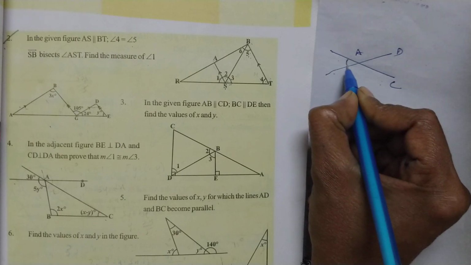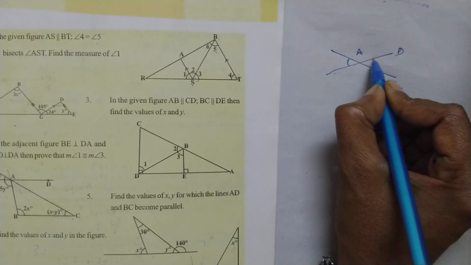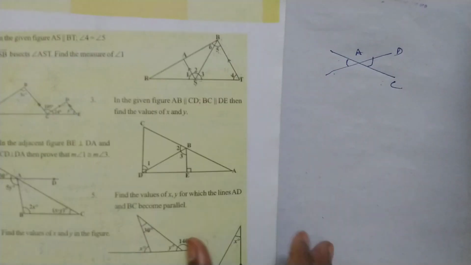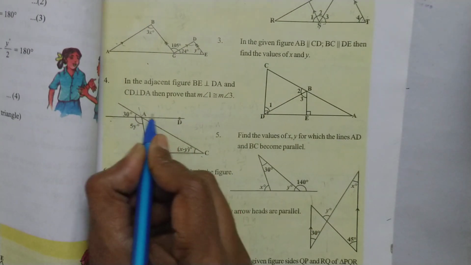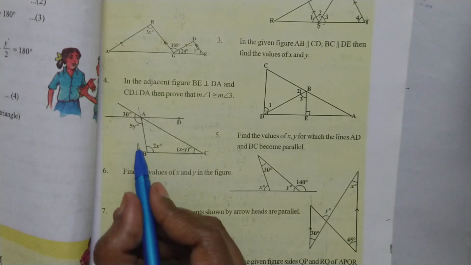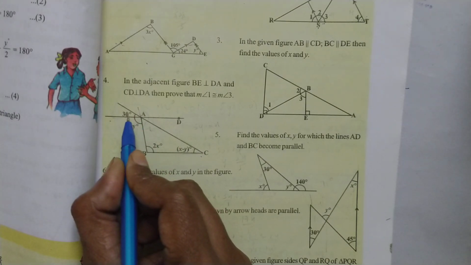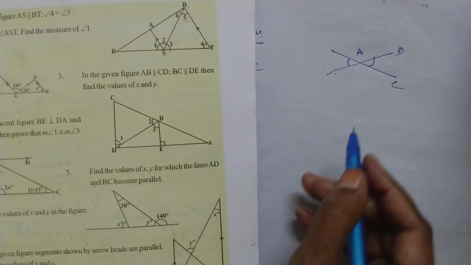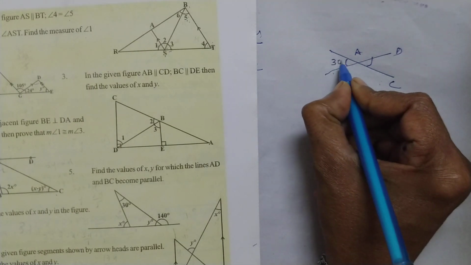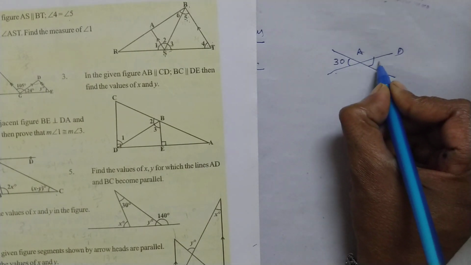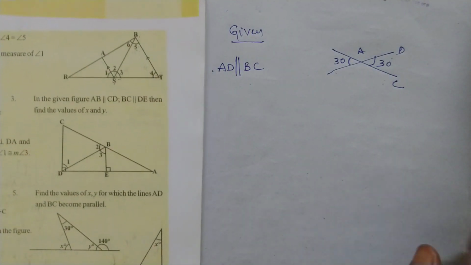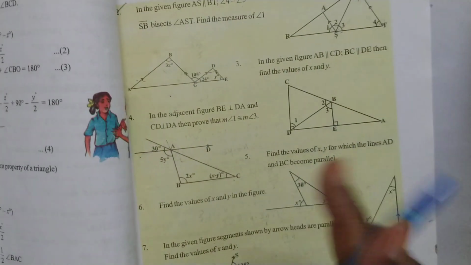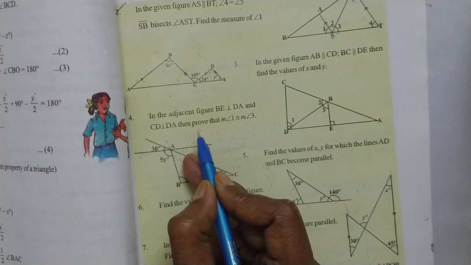So we know that vertically opposite angles are equal. Here the angle is 30 degrees. These two are the intersecting lines, so these two angles are equal. It is 30 degrees, so here also it is 30 degrees, because they are vertically opposite angles.